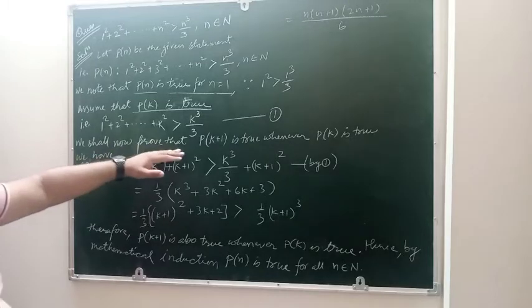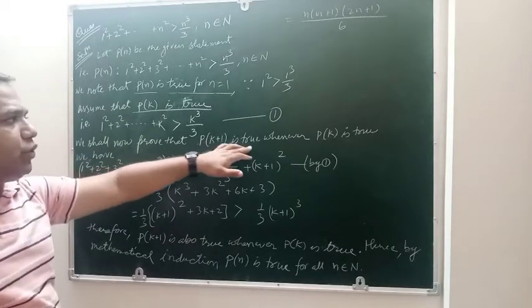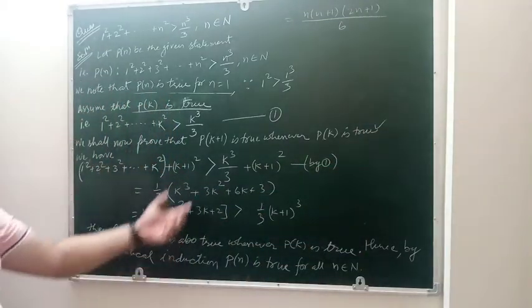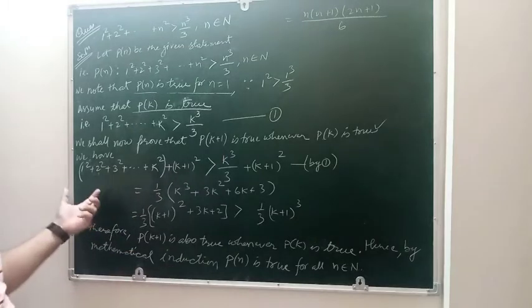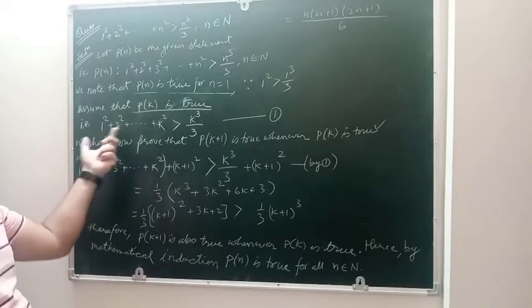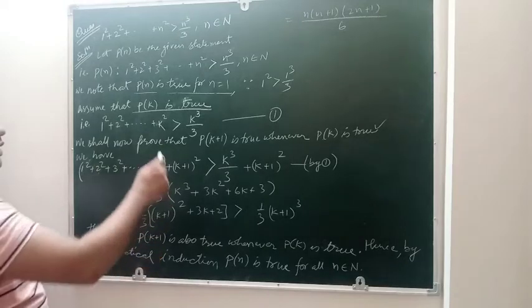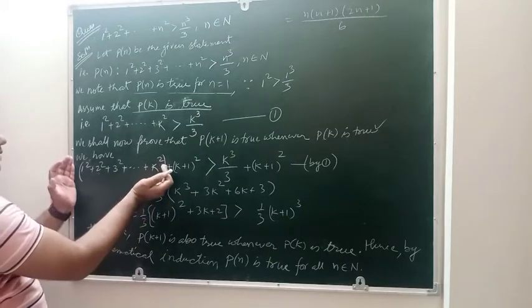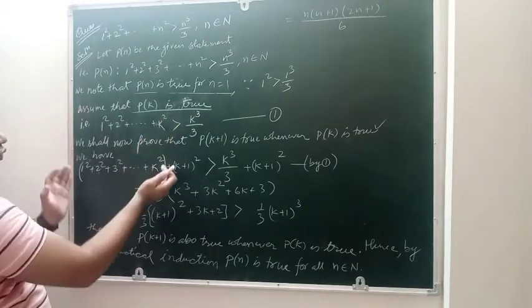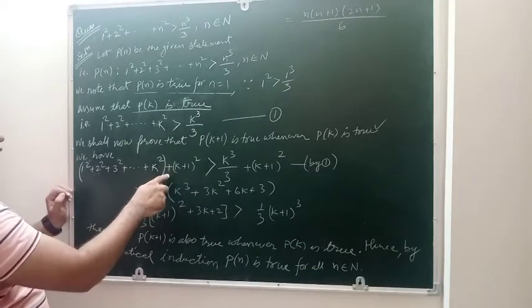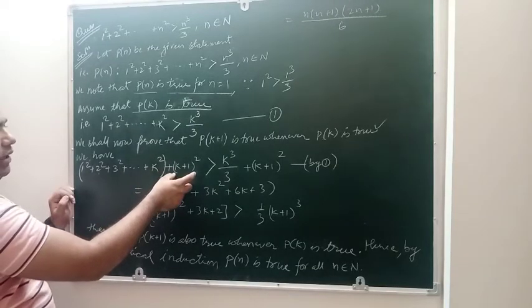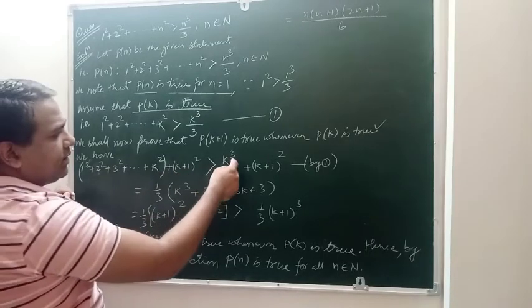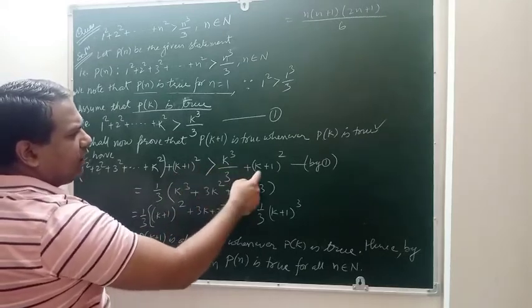We shall now prove that p of k plus 1 is true whenever p of k is true. So what we have is this one, where this is the kth term and the next one is the k plus 1th term. We have taken this directly from equation 1, and what we are doing is adding the k plus 1th term on both sides. So on both sides we are adding k plus 1 whole square.